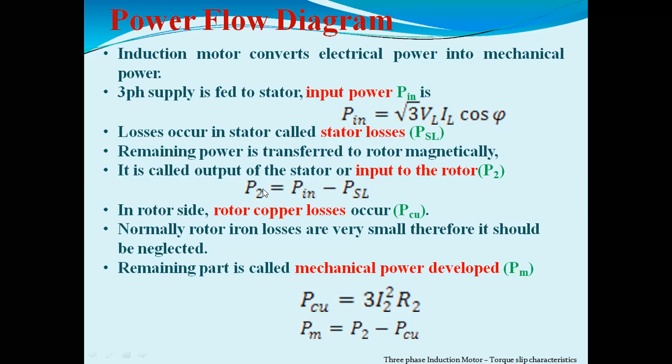So we can rearrange that equation for the rotor. How? P2 equal to P in minus PSL. P in is nothing but total input power. It will get divided: how is it dividing? Some part is going to the rotor, some part is going to the stator loss. So we can write this equation. So here, when we are using the three-phase induction motor, there will be rotor copper loss. Normally rotor iron losses are very small, so we can neglect them as well.